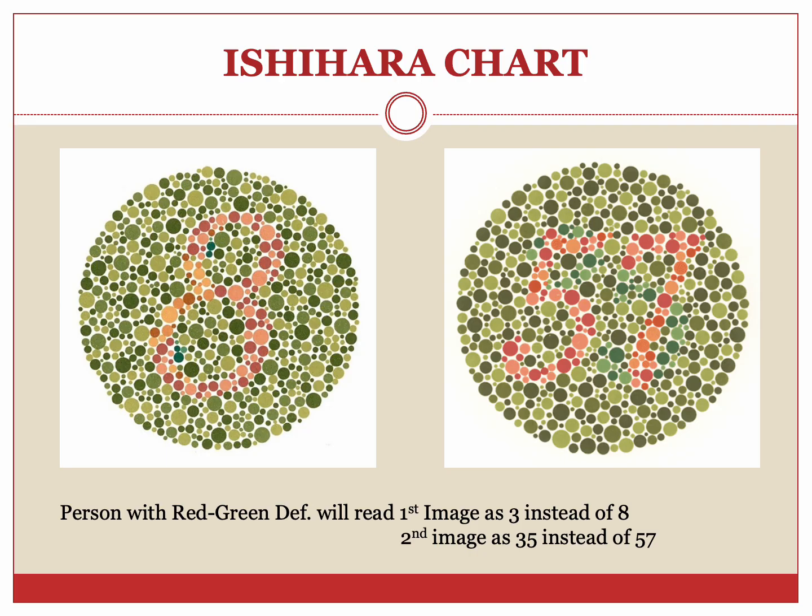Now these are two particular Ishihara charts. Like on the left hand side there is 8 written, and on the right hand side 57 is written. But if there is a person with red green color deficiency, he will read the first image as 3 and the second image as 35 instead of 8 and 57 respectively. So by this we can identify that the particular person is having some type of red green color blindness.